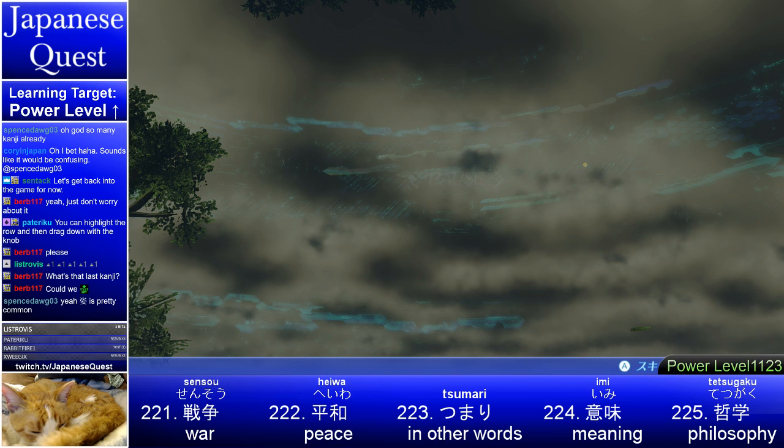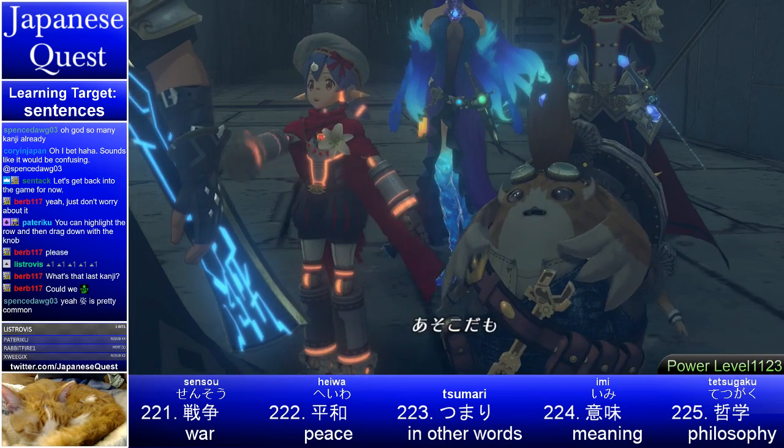Yeah, it's a pretty common word, but we learned it pretty recently. Because even though it's common, it's one of those words you might not always focus on or think about. But it's true, it's a common word.